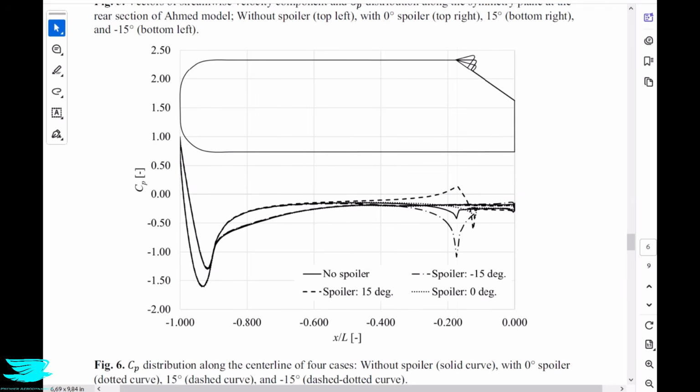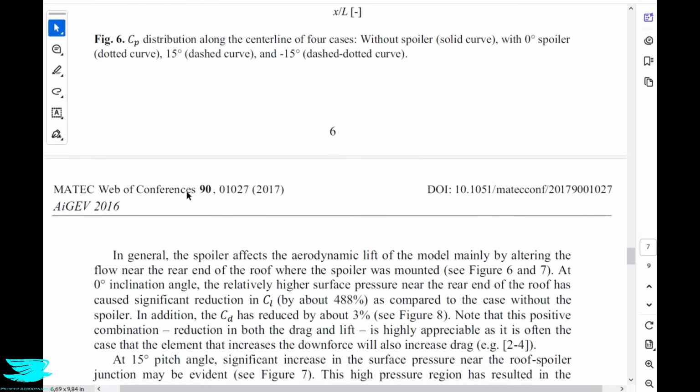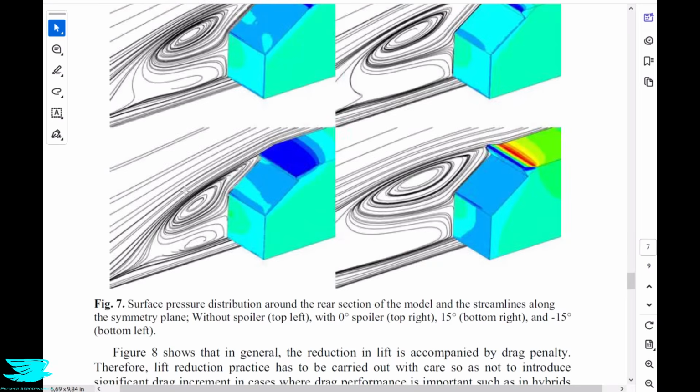And with that, we come to the end of this podcast. One thing that was really surprising to me was how linear the change in lift coefficient was with the spoiler angle. The drag coefficient was much less linear. I wasn't expecting that with the lift coefficient.